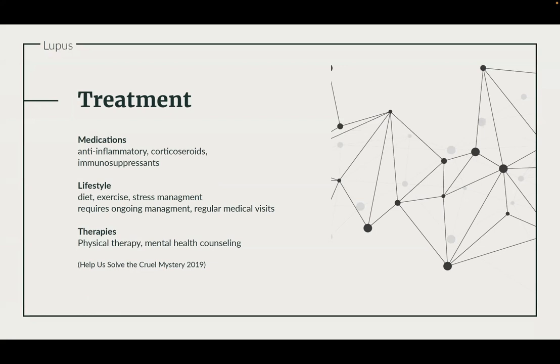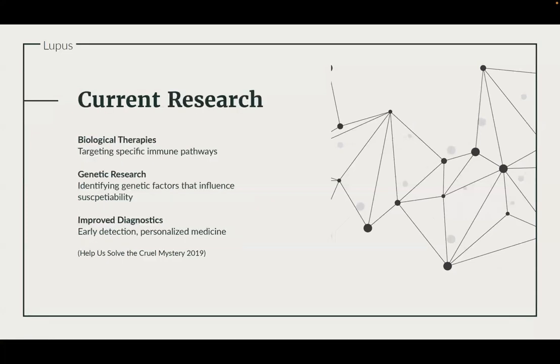Specific therapies such as physical therapy can help maintain joint function and alleviate the pain. Psychological counseling can also be beneficial to cope with chronic illness that will sometimes affect mental health and emotional well-being. So those are some of the treatments.